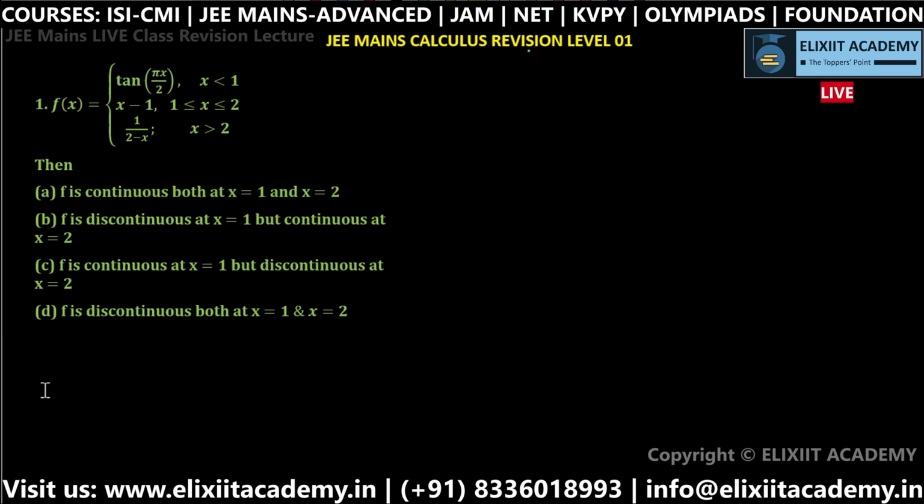So the first question, you have f(x) is tan(πx/2) for x less than 1, x minus 1 when x lies between 1 and 2, and when x is greater than 2, we have 1 upon 2 minus x. So now you all can observe these options. These options are mainly based on continuity and discontinuity. So basically we are just going to check the continuity at x equals 1 and x equals 2. Okay. And this is comparatively a much easier question. We start with a very basic question at the very beginning.